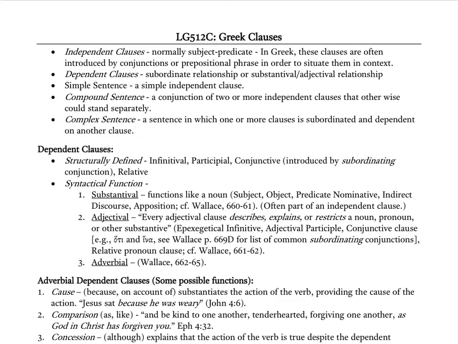So in terms of dependent clauses, they are structurally defined. So these are not independent clauses.